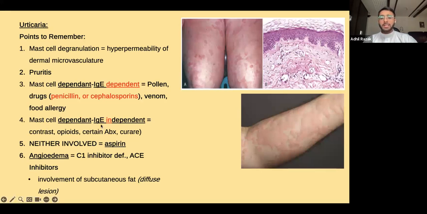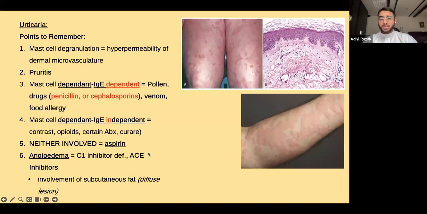The next type is mast cell dependent and IgE independent. In our previous example, mast cells were involved and IgE was also involved. In type number 2, mast cells are involved and IgE is not involved. This usually is an allergic reaction due to contrast, opioids, other antibiotics, or even curare.